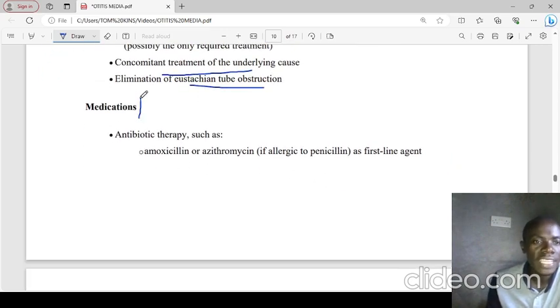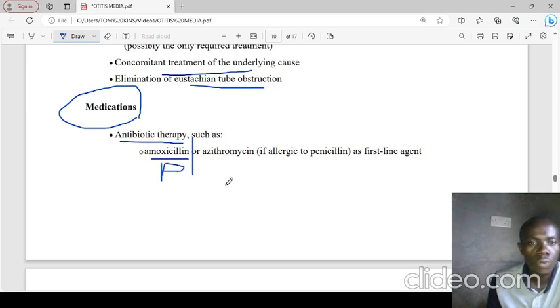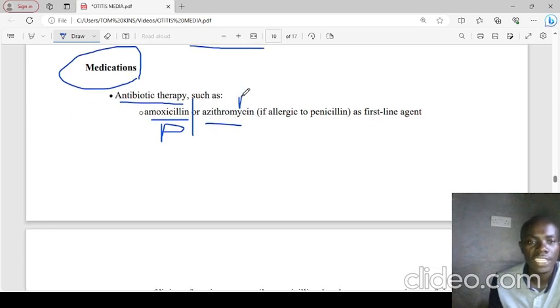In terms of medications, if it's a bacterial infection, we normally do antibiotic therapy, and the first line drug could be amoxicillin. If the patient is allergic to penicillins, since amoxicillin is a penicillin, we give them azithromycin, and this one is a macrolide. Remember, this is the first line.